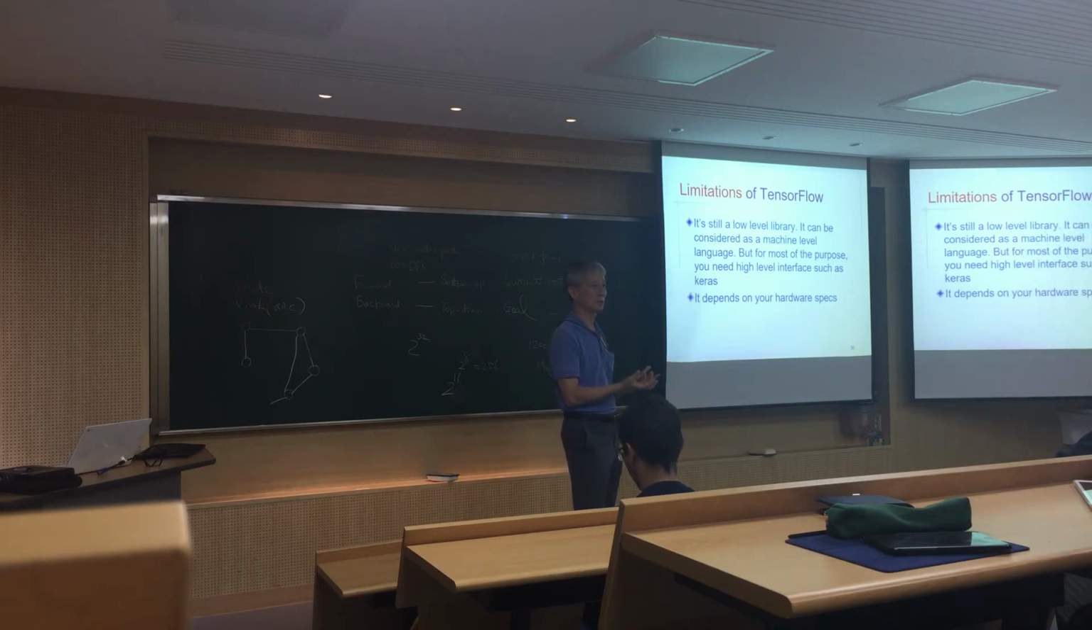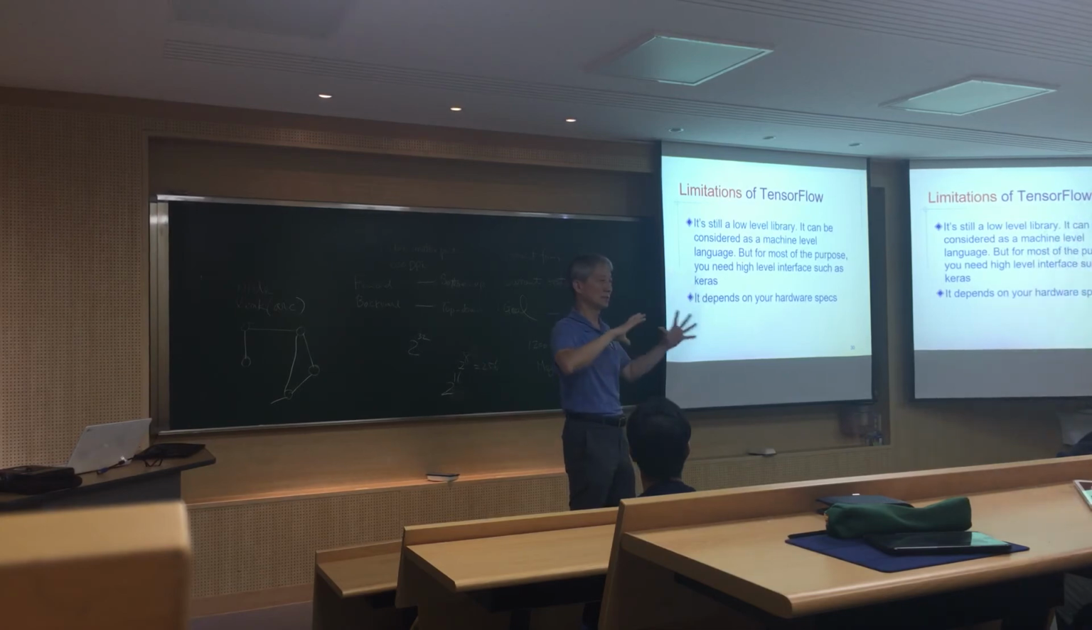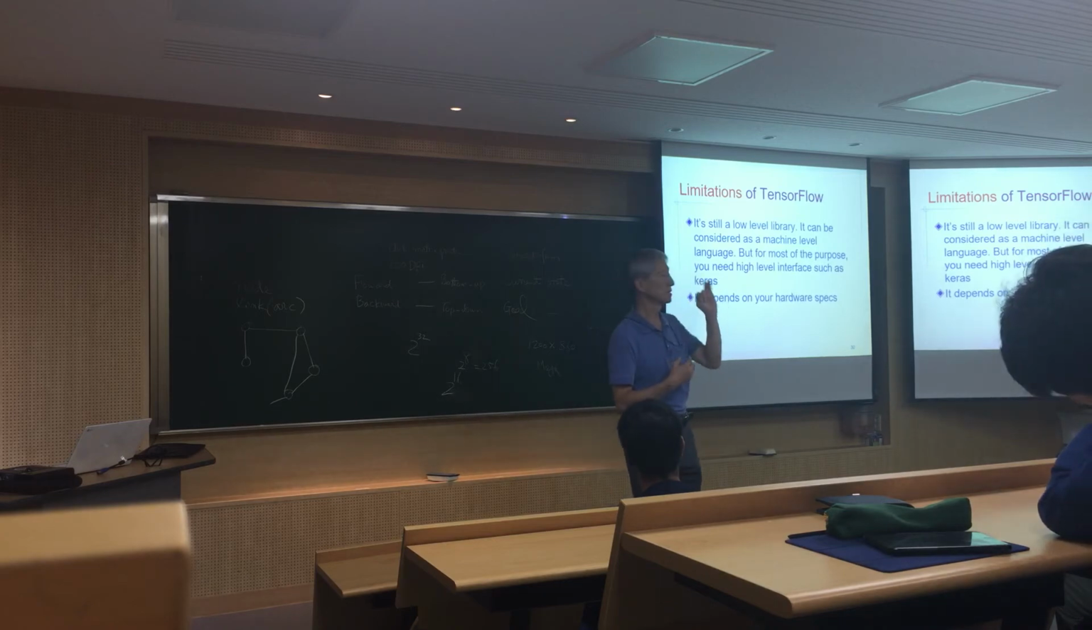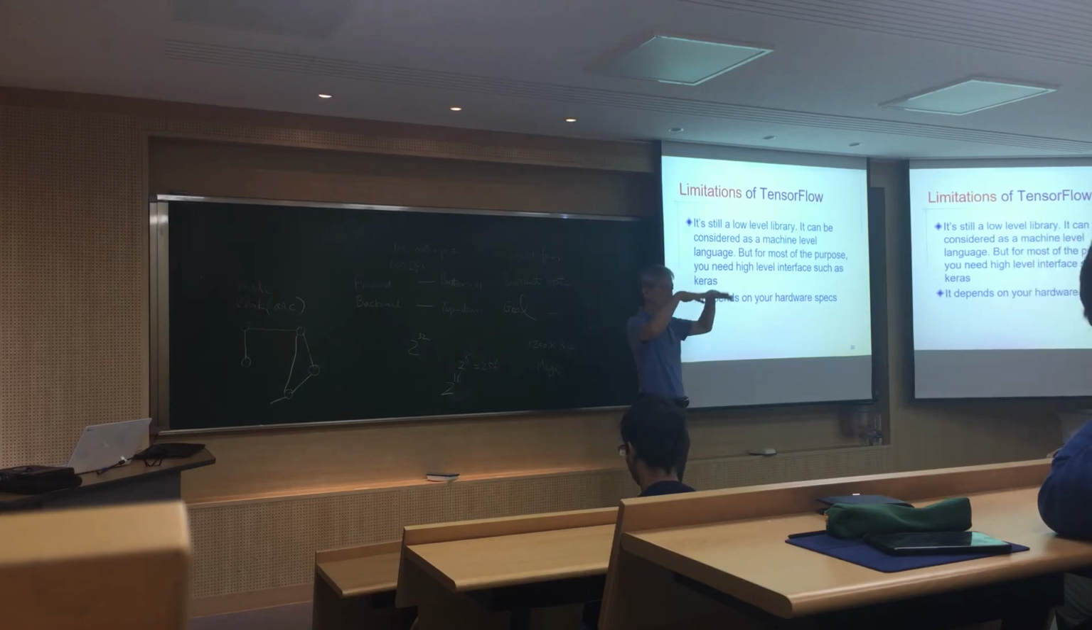So you still need to know programming, how to use Python, how to use the TensorFlow library, how to call, connect, combine and compile, and there are more things, right? It's machine level, something like a language. Low level means you need to do more grammar and also need experience and other things. But for most purposes, you need a high-level interface such as Keras. I don't know about Keras, I will find out. So anyway, you need a high level because TensorFlow is still low level.